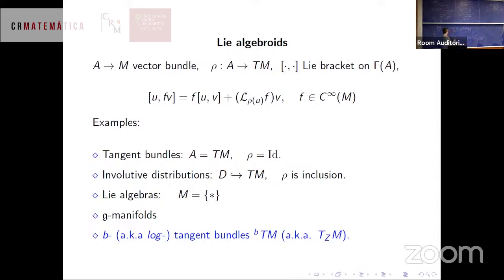Okay, so it turns out that this sheaf of vector fields is realized as sections of a vector bundle, and this vector bundle is naturally a Lie algebroid, because it's closed under the bracket. So it's a subsheaf of vector fields closed under the bracket. So that's called the b-tangent or log tangent bundle.